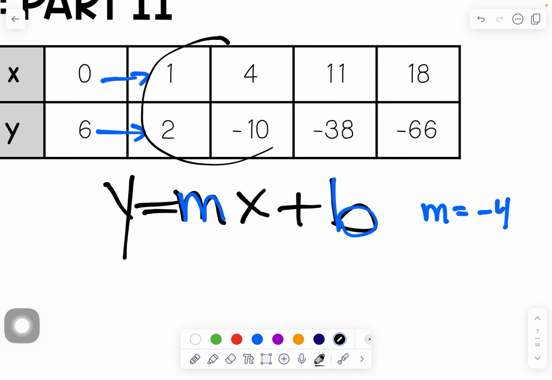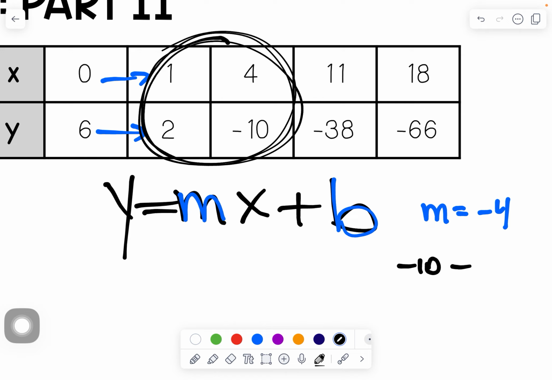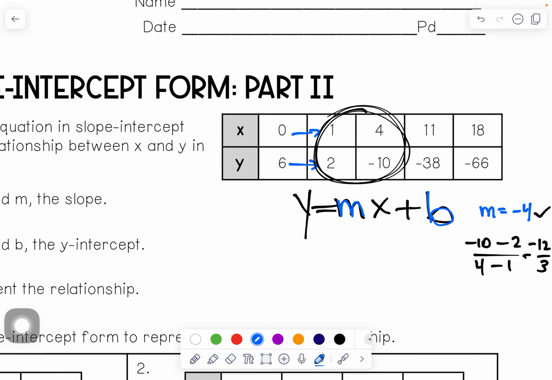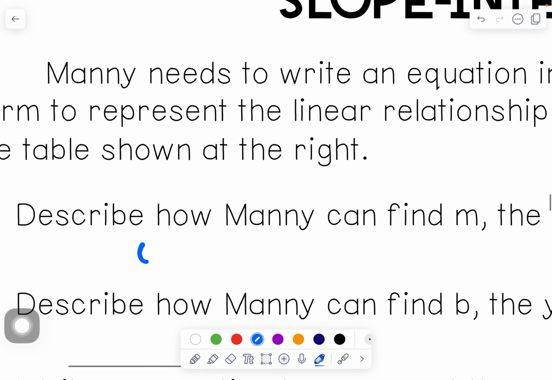So if I choose two values from my table, I'm going to do y minus y, so -10 minus 2 on top, and then x minus x, so 4 minus 1 on the bottom. -10 minus 2 is -12. 4 minus 1 is 3, and when I divide those, I still get the -4 slope that I thought it was going to be from my observation. So Manny could observe, or use the formula.